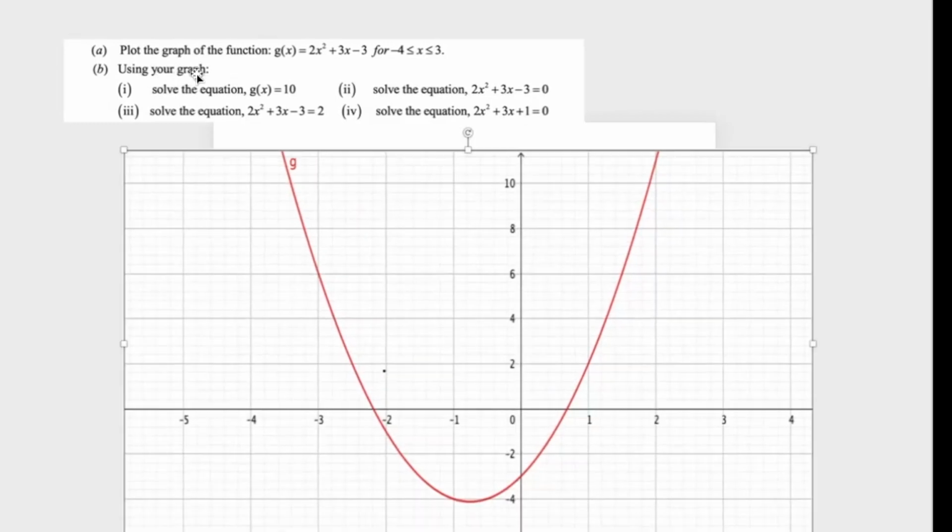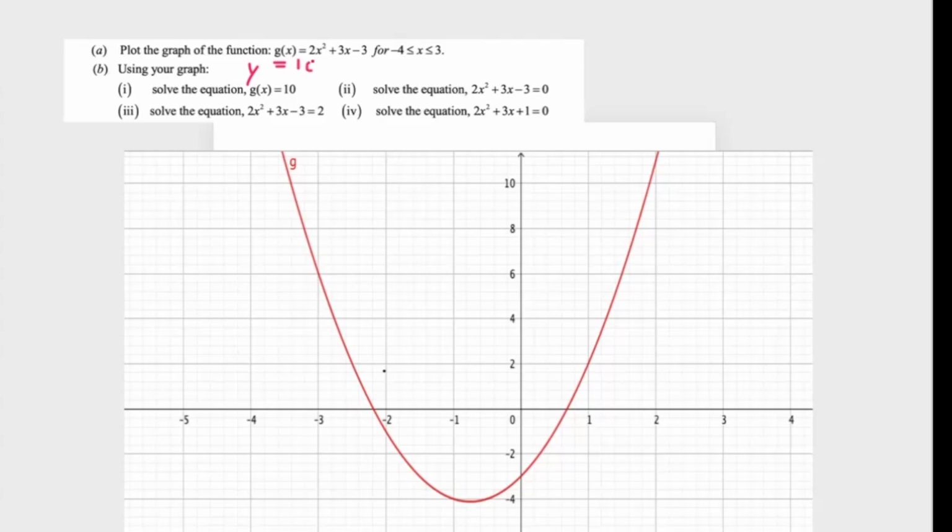So using your graph, solve the equation g(x) equal 10. So g(x) equal 10, what is that saying? What's happening here is that g(x) equal 10 is like saying y equal 10. So once again, I need a line. I am going to draw a horizontal line going through 10, ensuring it cuts the curve. Not just any simple line, but a horizontal line going through 10. So this represents the line y equal 10, and you can see that it cuts the curve at 2 points.